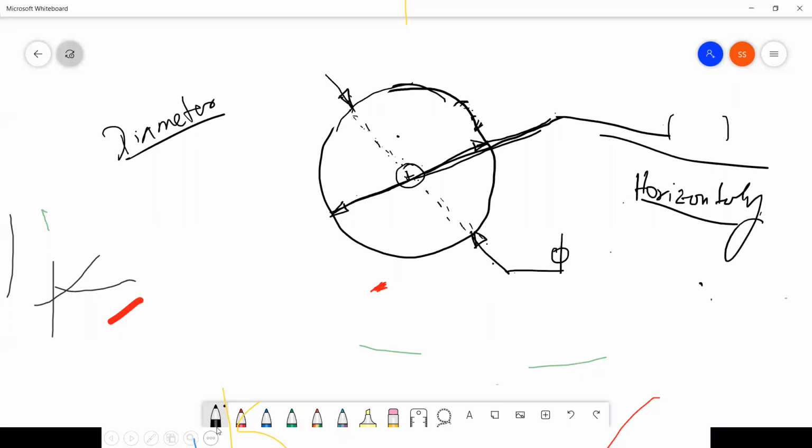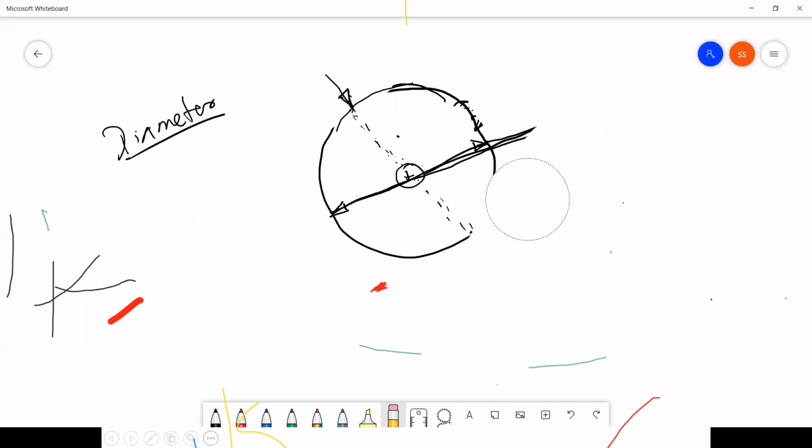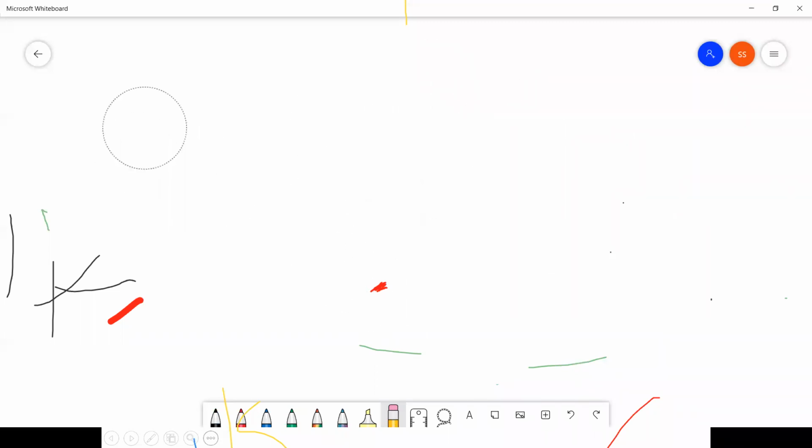Here pi something, you can write whatever the diameter is. This is for the diameter. Is it okay? Yes, sir. Always try to write the lettering part horizontally. Okay.